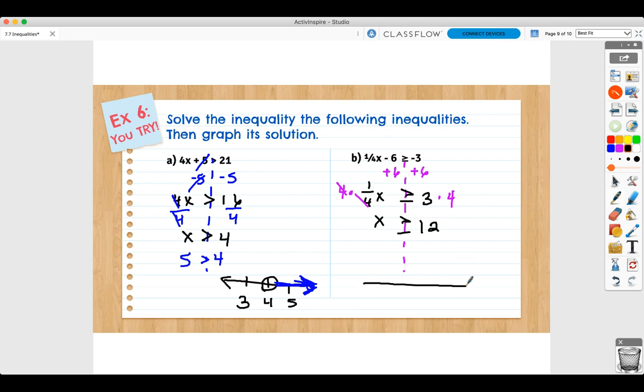And let's graph this. So 12, 13, 11. This is going to be a closed circle because of that equal to sign. And if you're not sure, let's just test a number. 15 is greater than or equal to 12. That is a true statement, and 15 would be somewhere around here. So that means you're shading in this side.